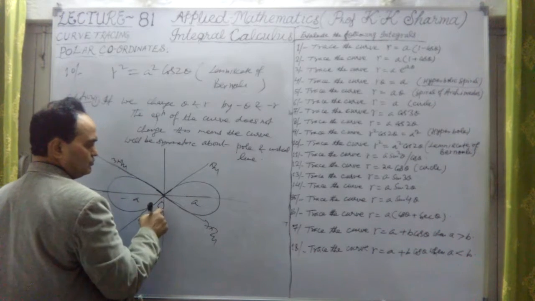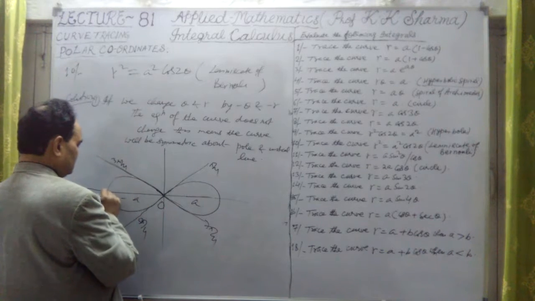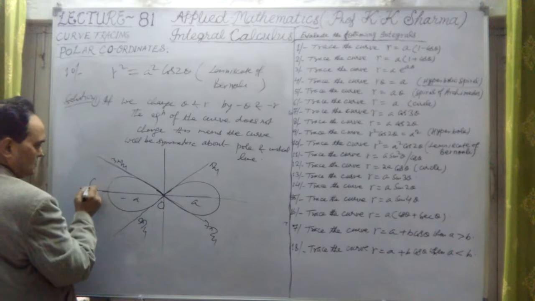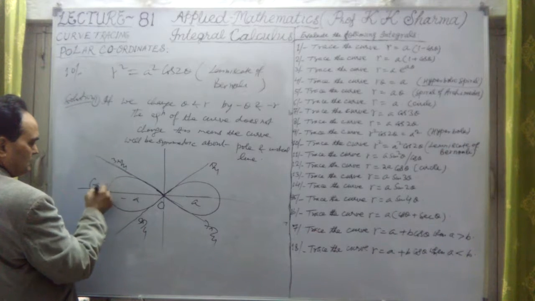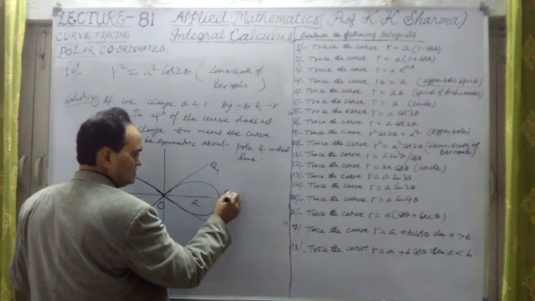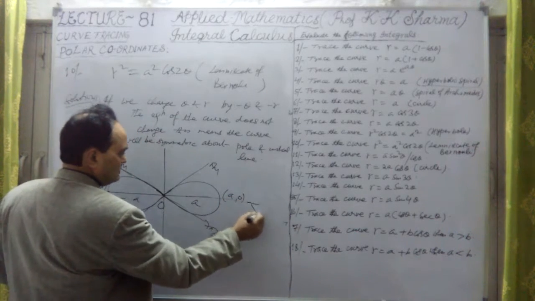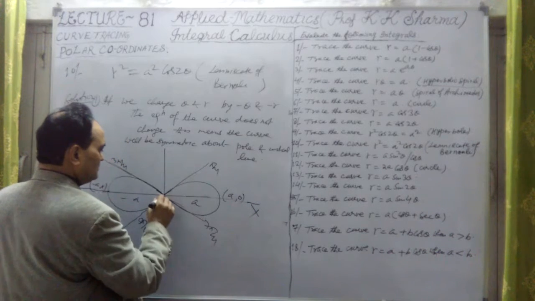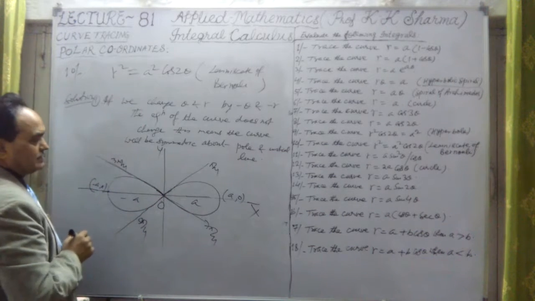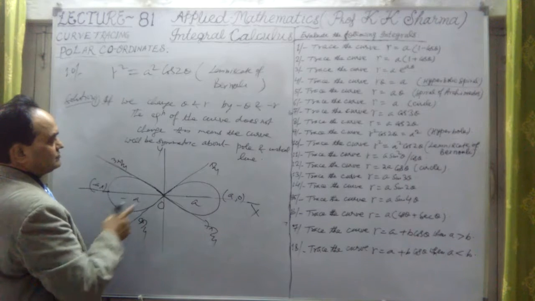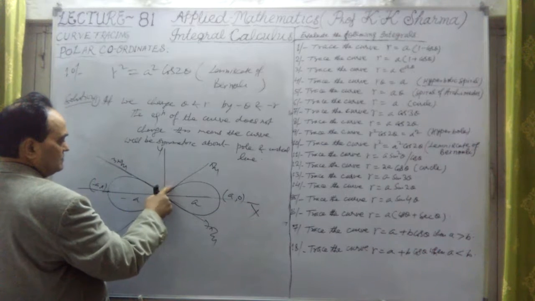If I take the pole here and measure a, there is a minus a distance, and this point is at pi. This is at pi degree, minus a and pi, and this is a and 0 at 0 degree. So this is the x-axis, or the initial line we can take, and this is the y-axis. Between these two lines the value will be negative during this period, because then the curve will not exist.